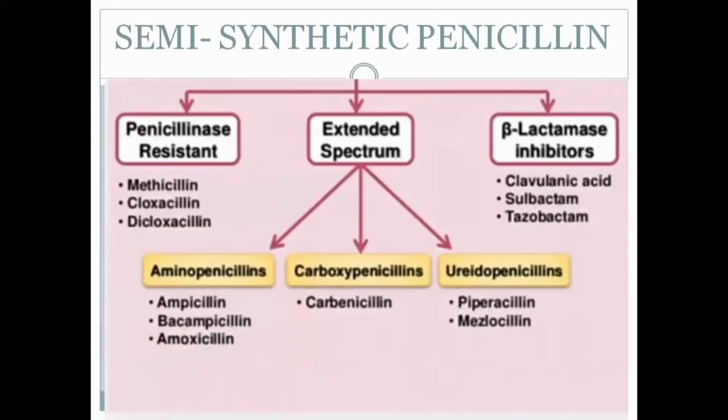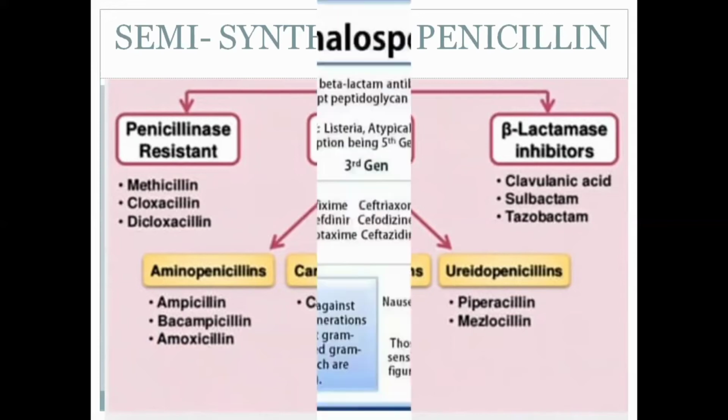Now, semi-synthetic penicillins include the penicillinase resistant ones, which are oxacillin, cloxacillin, and ticarcillin. In the extended spectrum, we have the aminopenicillins, carboxypenicillins, and ureidopenicillin, as we have seen. And the beta-lactamase inhibitors include clavulanic acid, sulbactam, and tazobactam. So these are examples of semi-synthetic penicillins.